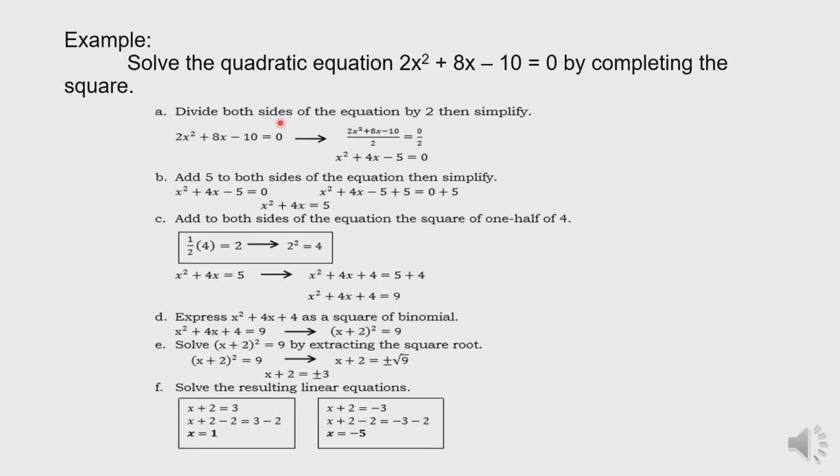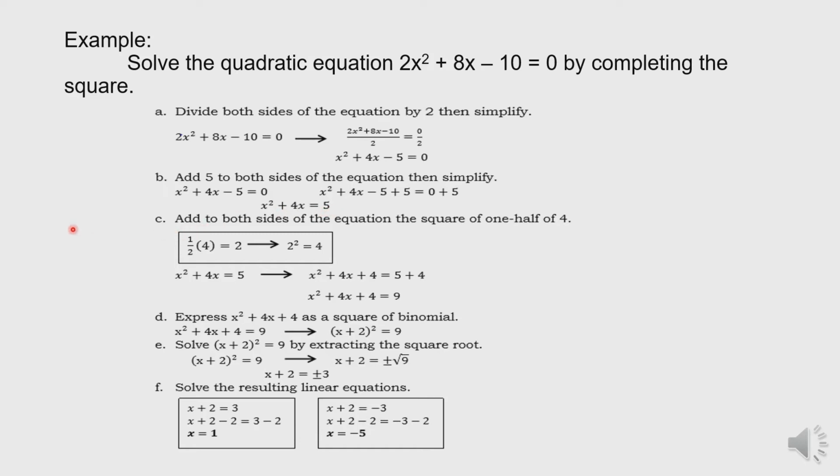Then simplify. From the given equation, you now have 2x squared plus 8x minus 10 all over 2 equals 0 over 2. Then we have this equation in standard form and simplified form by dividing by 2, our value of a. We have x squared plus 4x minus 5 equals 0. Then b, add 5 to both sides of the equation, then simplify. Okay, you have x squared plus 4x minus 5 plus 5 equals 0 plus 5, using the addition property of equality, to make x squared plus 4x equals 5.